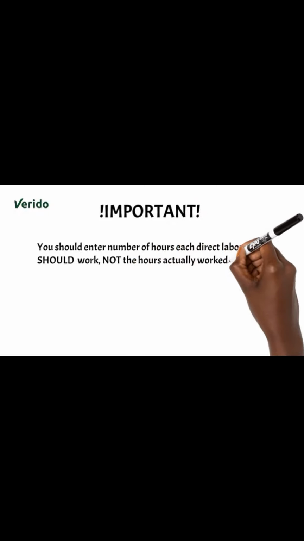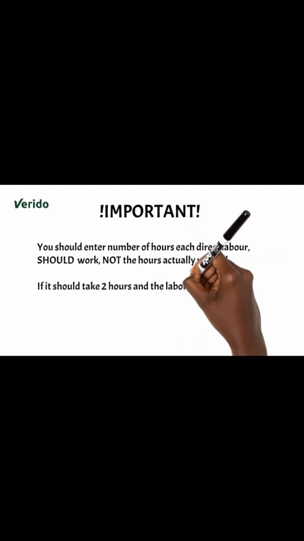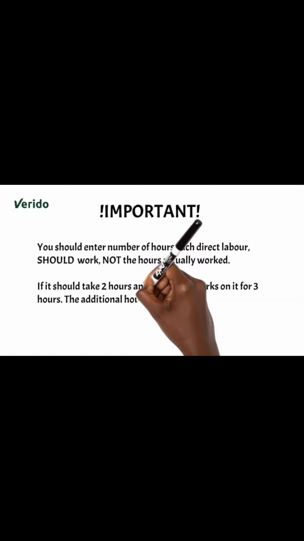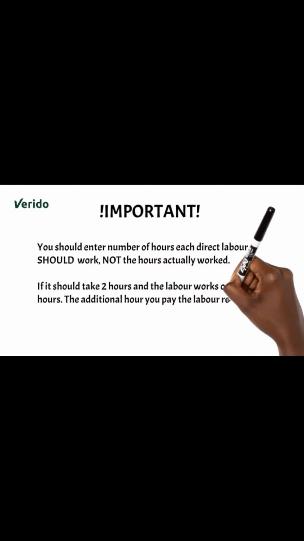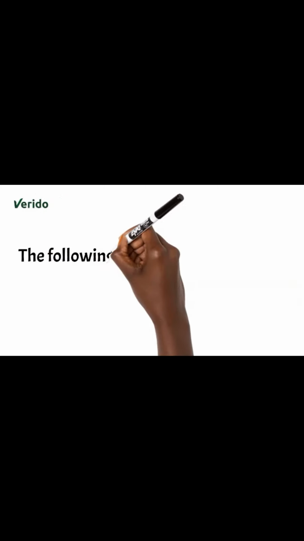Please note, you should enter the number of hours each direct labor should work, not the hours actually worked. If it should take 2 hours to produce your product and the labor works on it for 3 hours, the additional hour you pay the labor for reduces your profit. Verido will show you this analysis.